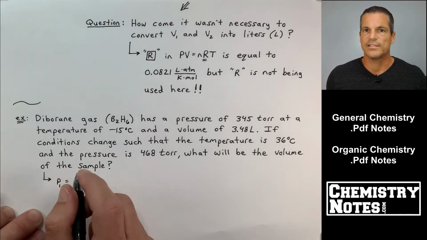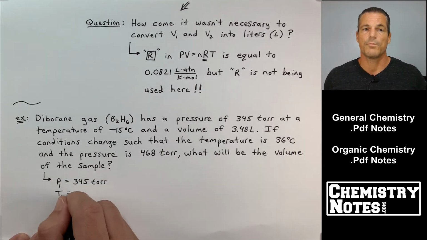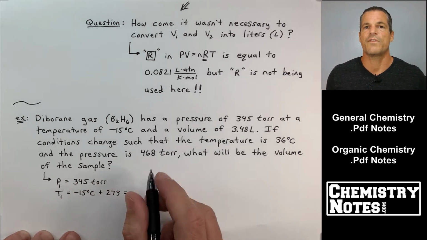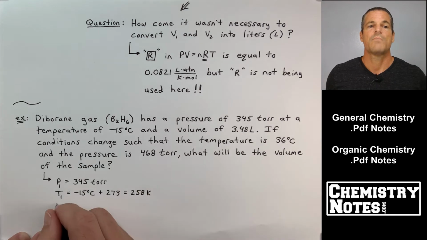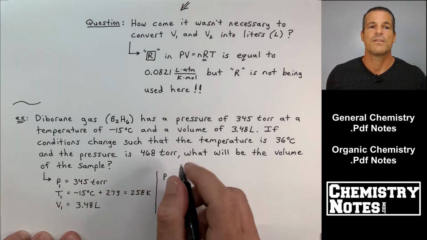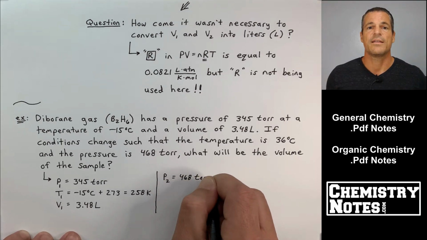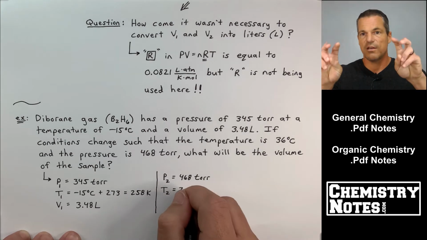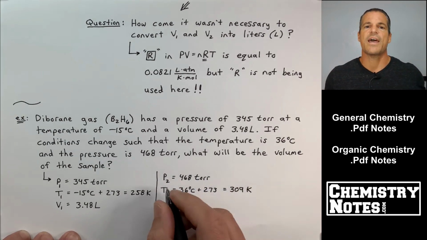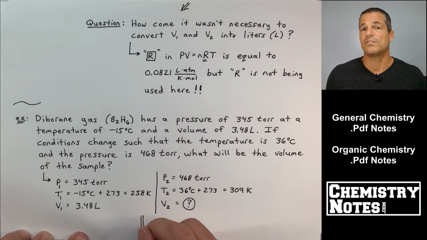Well, let's just make a list of everything that we're given here and figure out what it is that we need to solve for based on our list of all the stuff they gave us. P1, 345 torr. T1, minus 15 plus 273 equals 258 K. V1, 3.48 liters. Well, they also had, if conditions change. That was the actual wording. Such that, so now I have a T2, a P2, and I have to solve for V2.